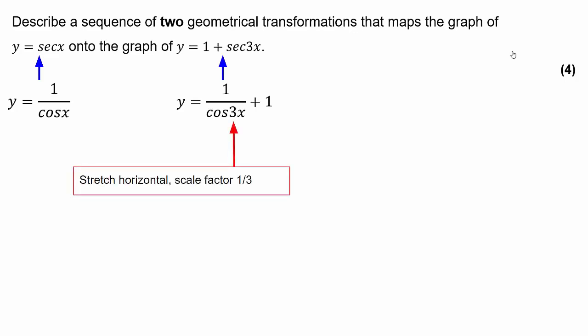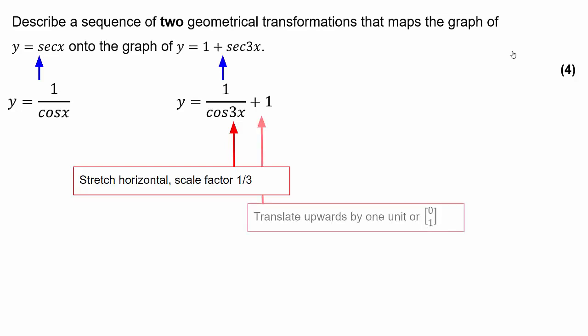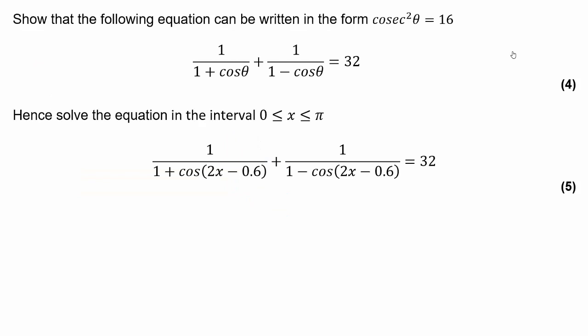So what have we got? We've got a 3 down there tucked in with the x. Because it's all tucked in there, part of the thing down there, it's a horizontal, it's multiplying it, so it's a stretch, and the scale factor is a third, because it does the opposite when you're doing horizontals. The +1 is translating it upwards by 1 unit. Well, you could just say translate by (0, 1). Those are your transformations. Next one, can you have a go at this question, please?